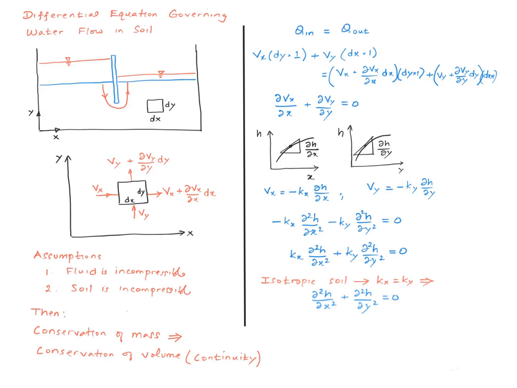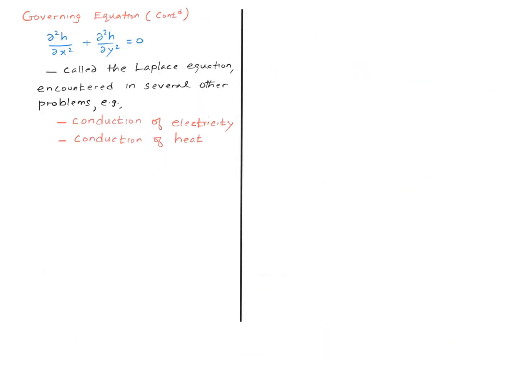But if I do have an isotropic soil, then kx equals ky, and then the equation further simplifies to this. If I don't, I need to do a coordinate transformation to proceed. This is something we do in advanced level courses. So we basically have a second order partial differential equation in H, and this equation is a very popular equation in the area of mathematics, and it's called Laplace equation.